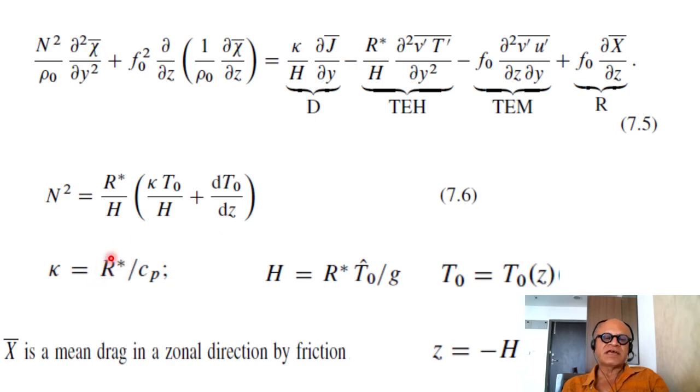R is the universal gas constant for air. H is our scale height that I just showed, R star T tilde 0 over g, for T0 equal to T0 of z. So this is the average over the scale height, and z is given by minus H ln p over ps, the geopotential that we had defined, and X bar here is a mean drag in the zonal direction by friction. So this is the friction term.